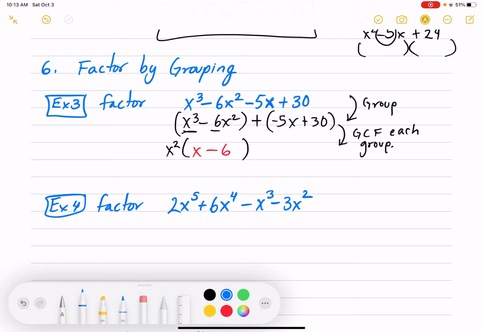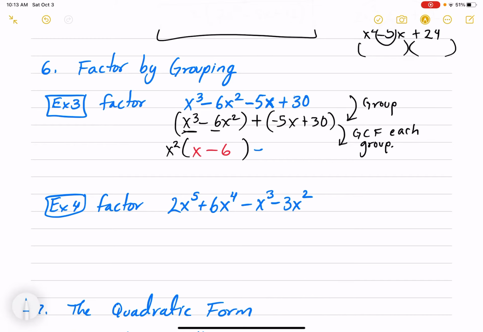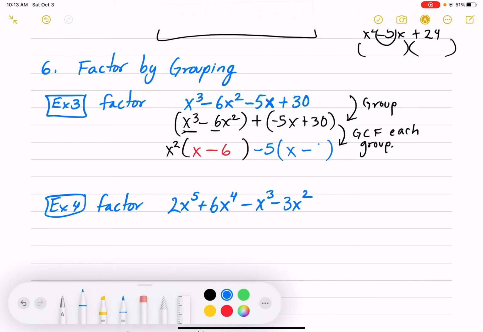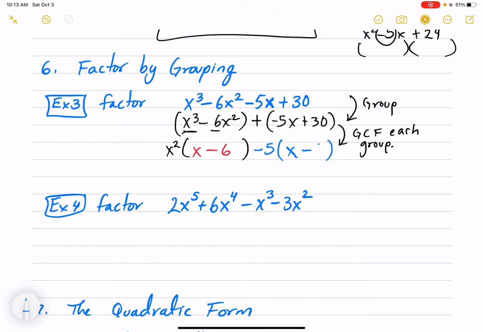Alrighty. Now let's go ahead and factor out the second group. What is the greatest common factor on the second group? They're both divisible by 5. Now please notice that since I have a positive, a negative, and a positive, I like to factor out the negative. I'm going to factor out the negative so that we could end up with this. X minus 6.